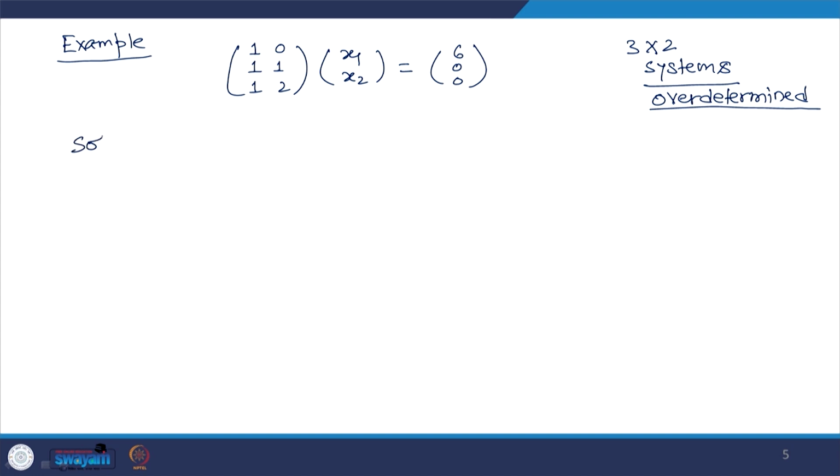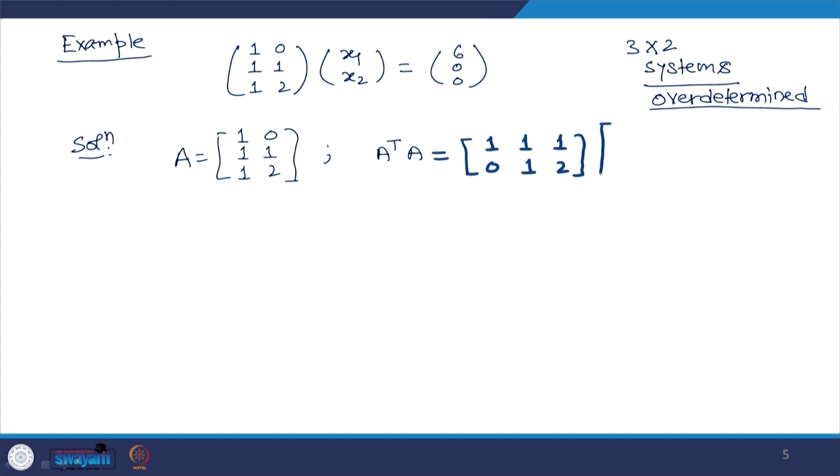So here, A is [1 0; 1 1; 1 2]. I will calculate A transpose A. So A transpose A equals [1 1 1; 0 1 2] times [1 0; 1 1; 1 2]. This comes out to be [3 3; 3 5].